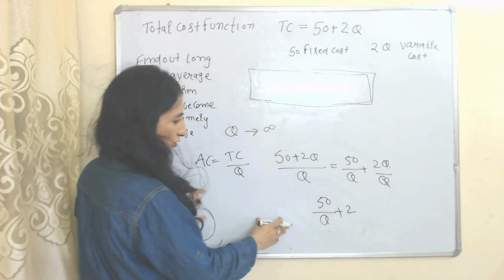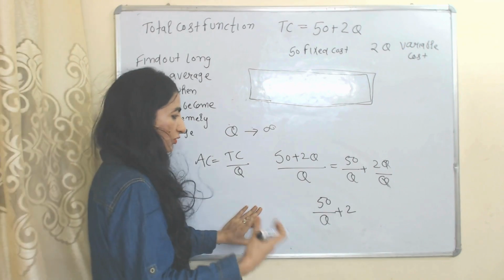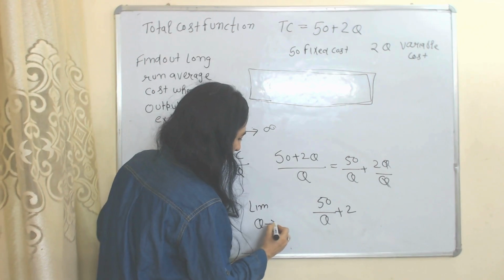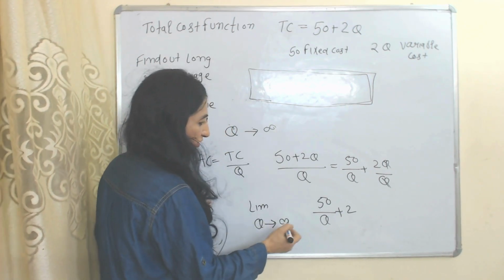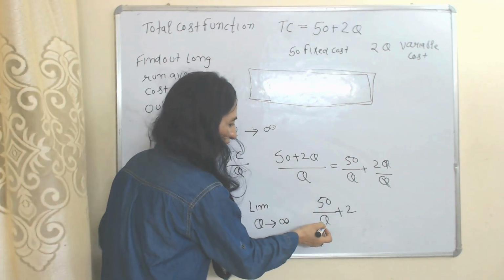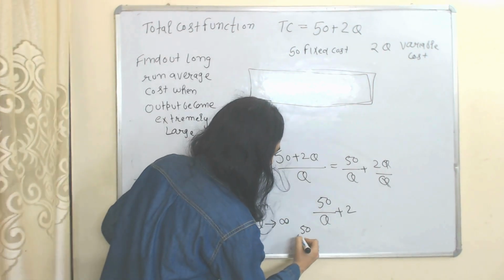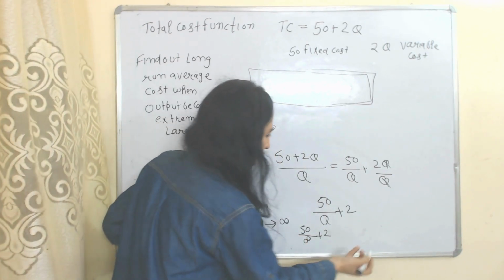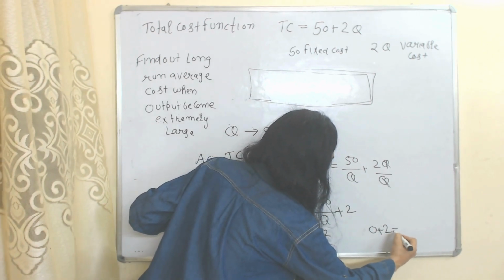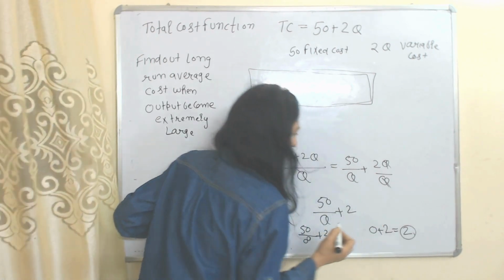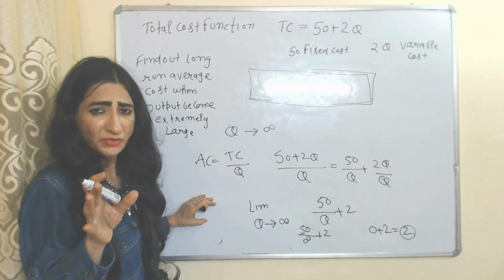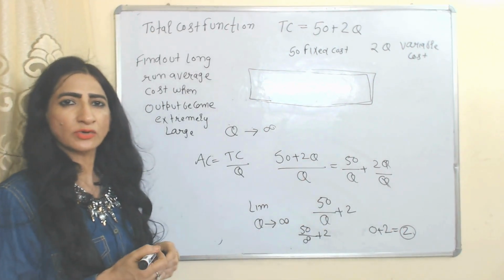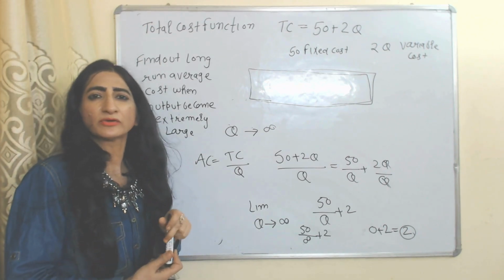This is our average cost, and we have to find out long run average cost when our output approaches infinity. So in place of output, in place of q we will put infinity. So 50 divided by infinity becomes equal to 0. Our answer will be 2, means when output becomes extremely large, then our long run average cost becomes equal to 2. So this is all about concept of limit.